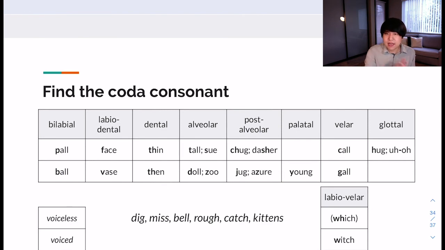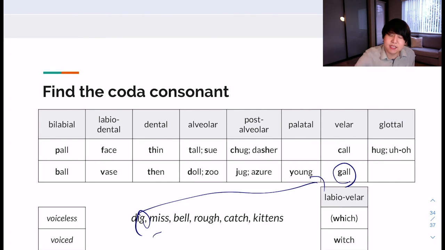Coda means at the end, so find the consonant that ends this word. So at the end of this word, what kind of consonant do we have? Dig, g. So it ends with g, like g in gall. So dig ends with a velar voiced consonant, g. Miss, s. Is it voiceless or voiced? It's voiceless. It's spelled with two s's, but it sounds exactly the same as s in Sue.